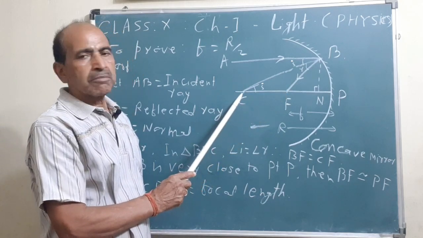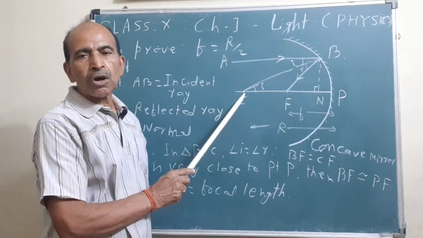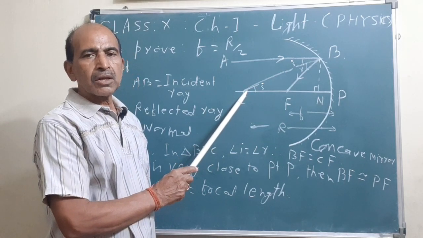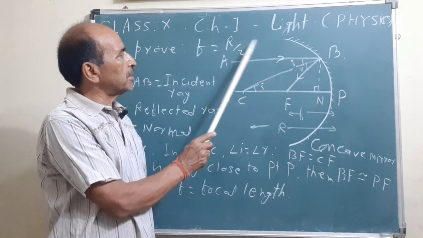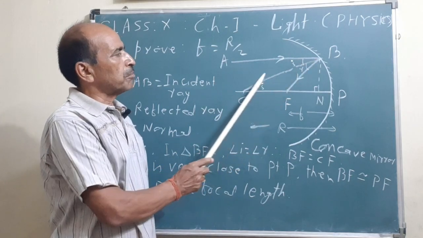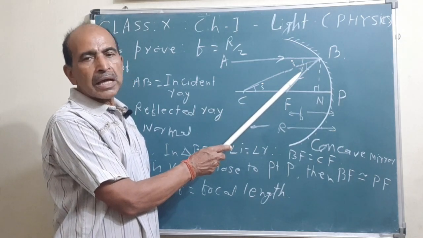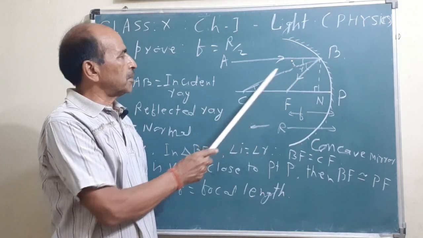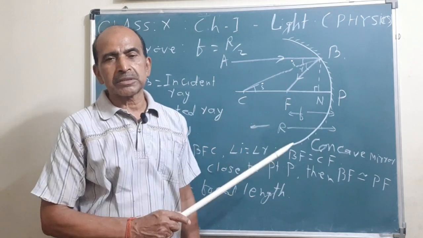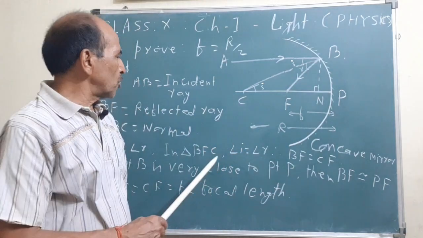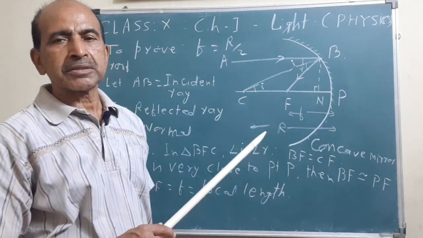और ये सेंटर ऑफ कर्वेचर को B पॉइंट से ज्वाइन कर दोगे तो BC, this is the normal, perpendicular. So here you are getting I, angle of incidence. The angle between the incident ray and normal is known as the angle of incidence. Or R, angle of reflection: the angle between normal and reflected ray. And you have read that angle of incidence is equal to angle of reflection from the laws of reflection.